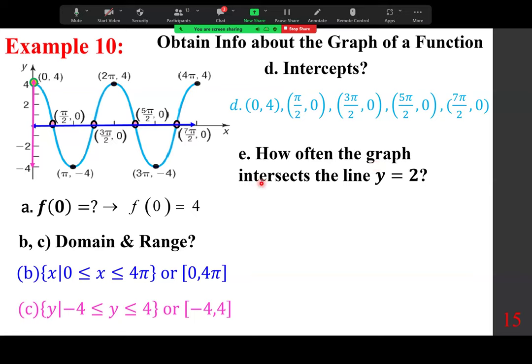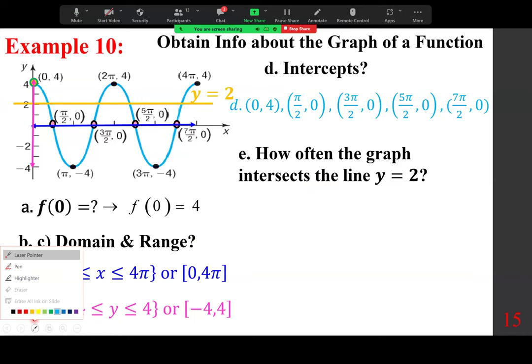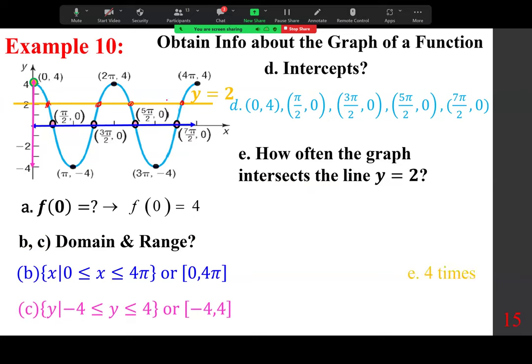How often does the graph intersect the line y equals 2? Y equals 2 is a horizontal line. You graph it. Here's number 2. Here's y equals 2. As you can see, it crosses it at 1, 2, 3, 4. There is one place here, one place here, one place here, one place here. Total of 4. So 4 times.